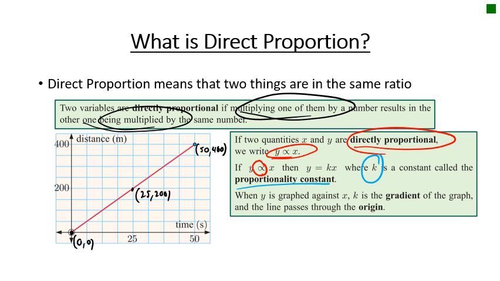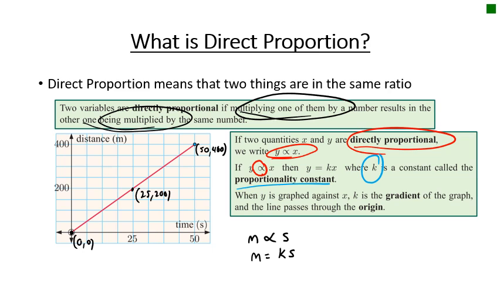Now, we know the distance m is directly proportional to the time s in this particular graph. The distance run is proportional to the time in seconds. So that means that m must equal ks, and k represents our constant called the proportionality constant. If you were asked to find out what k was, you would just substitute one of these points in.